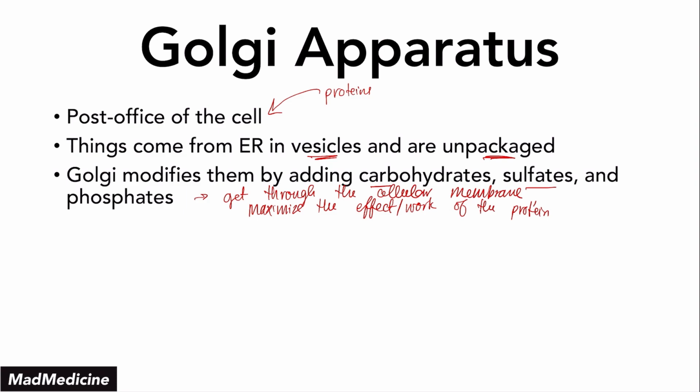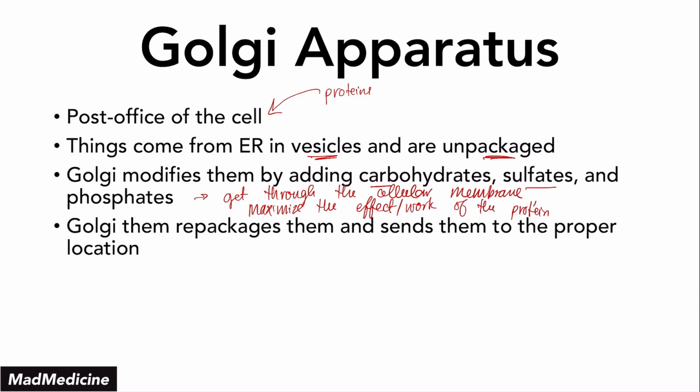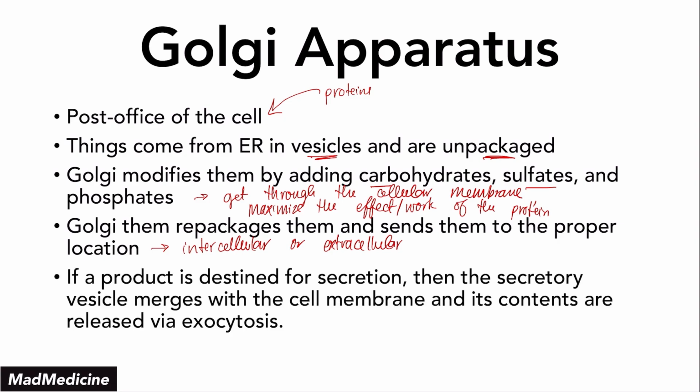Then once the modifications are done, the Golgi apparatus will repackage them and send them to the proper location they need to go, whether it's intracellular, meaning within the cell, or extracellular, meaning outside of the cell. Whatever it is, the Golgi apparatus will send it that way. If a product is destined to be secreted, then the secretory vesicle will merge with the cell membrane and release its components via a process called exocytosis.